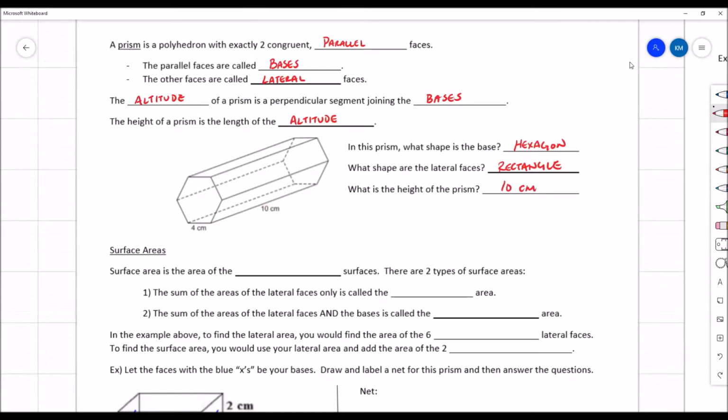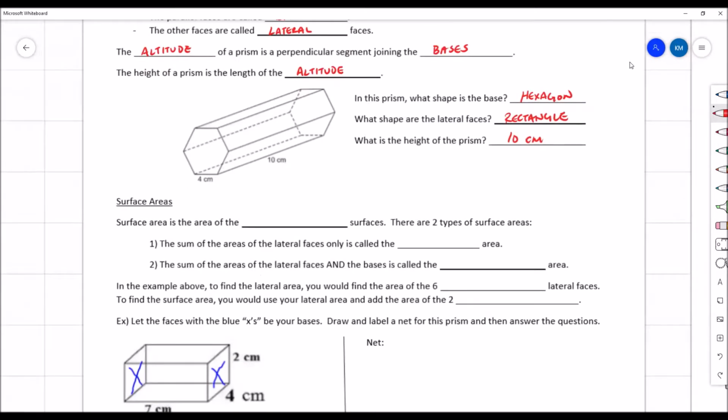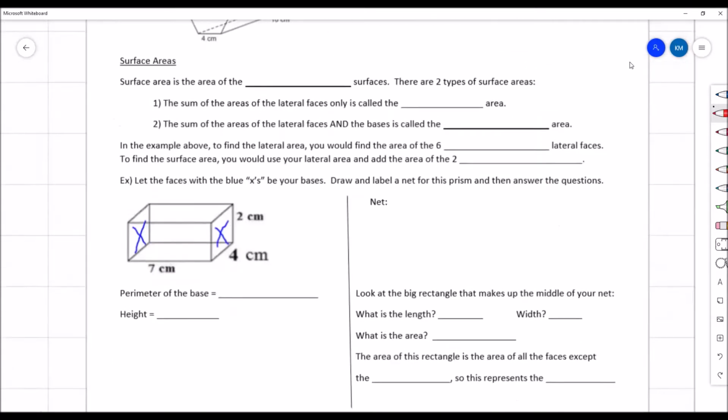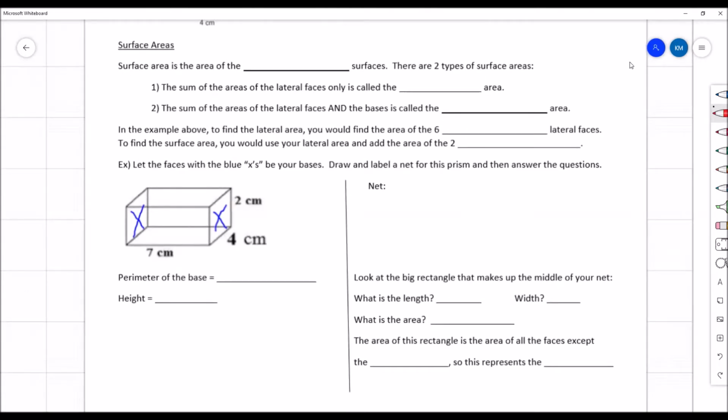Making sure that we can identify that stuff helps us out because we need to know all that stuff before we can go into finding our areas. Okay, let's talk about our areas. Surface area is the area of the exterior surfaces or visible surfaces. Let's say visible. I'll use quotations just to help me out.